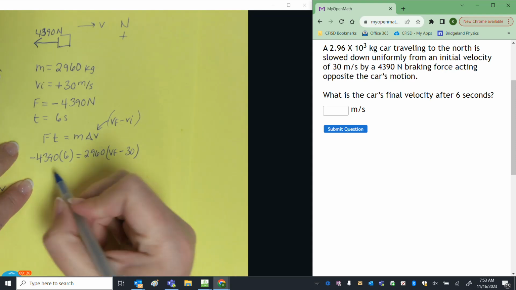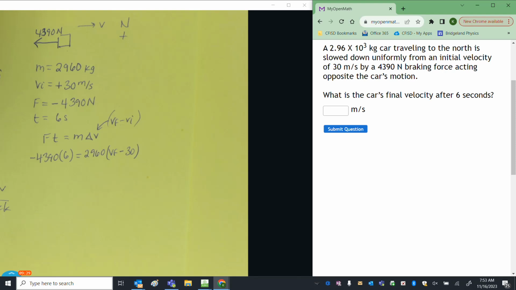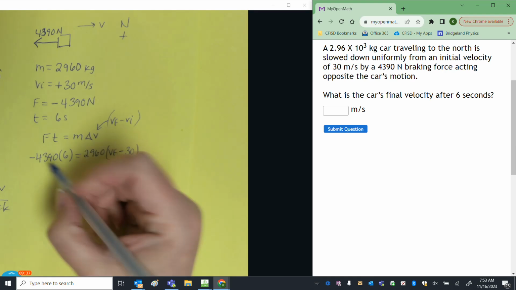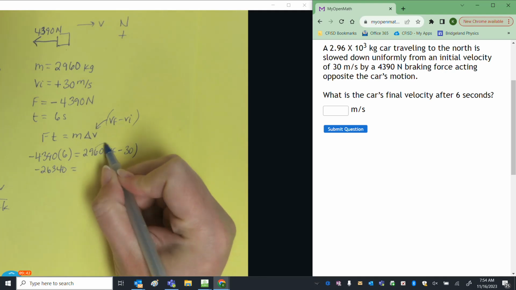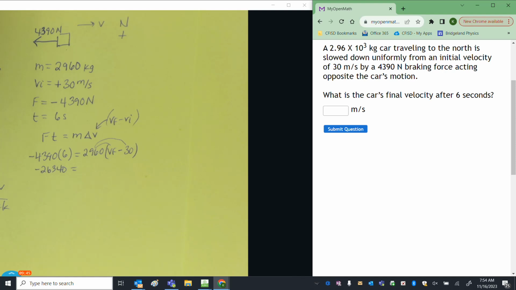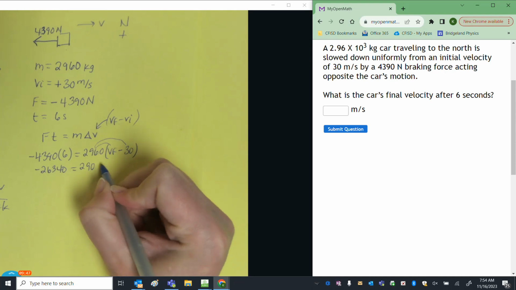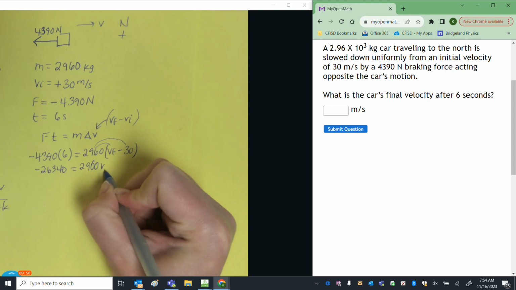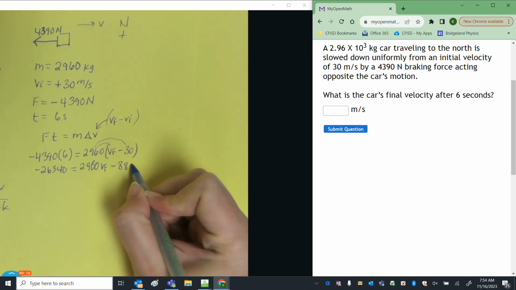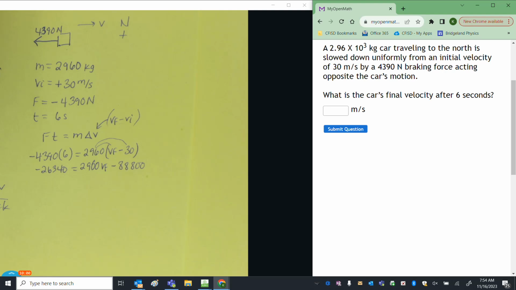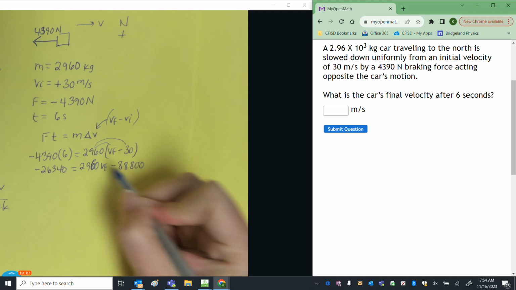You can do that instead. Okay, so we need a calculator. Let's go ahead and multiply negative 4,390 times 6, and that is equal to negative 26,340. And then over here, I need to distribute this into my parentheses there. So I have 2,960 times VF minus, and we need to figure out what 2,960 times 30 is. And that is 88,800. Okay, so that is my next step algebraically.